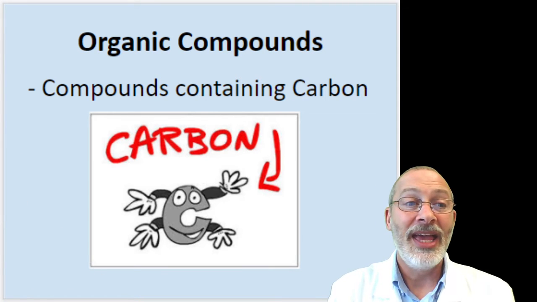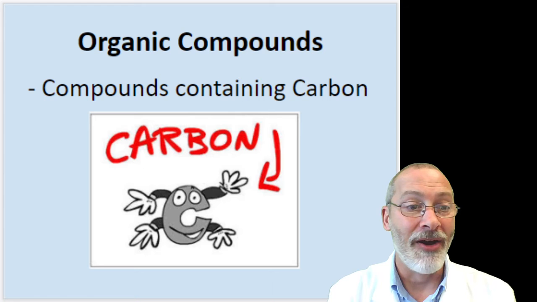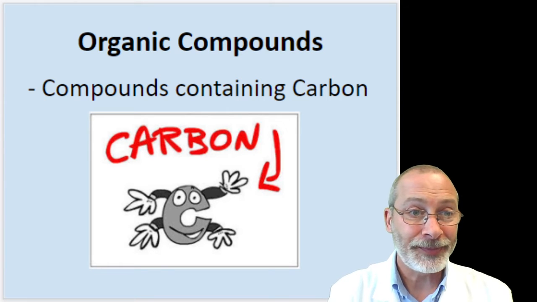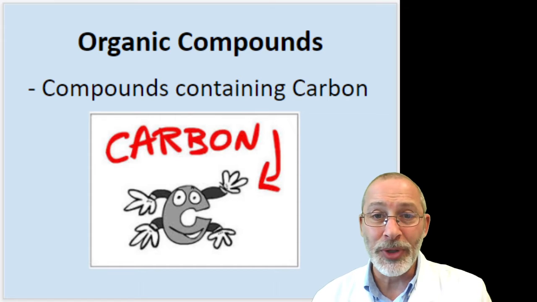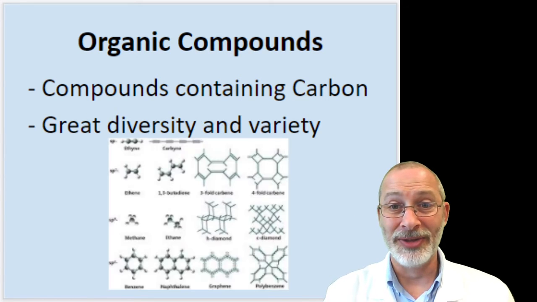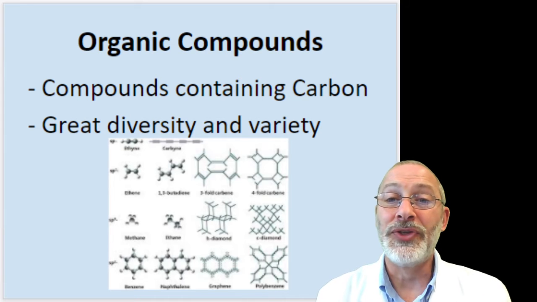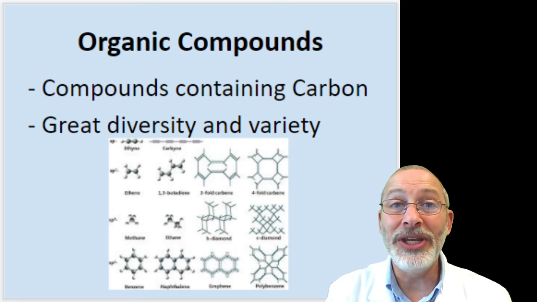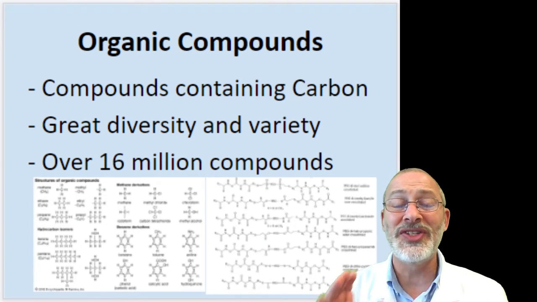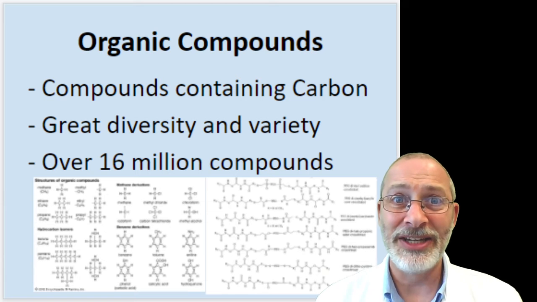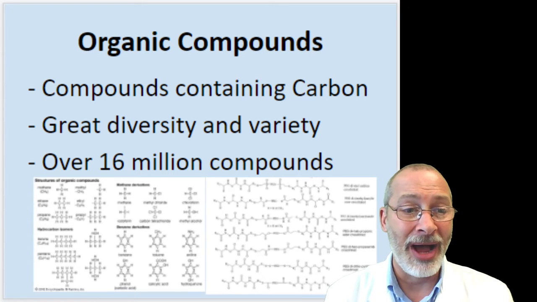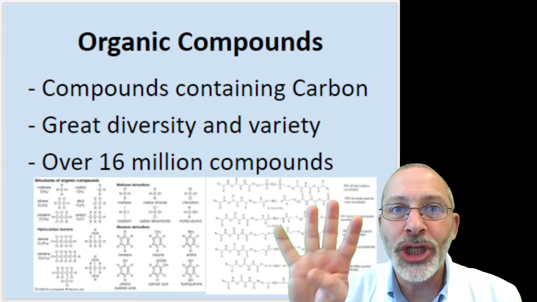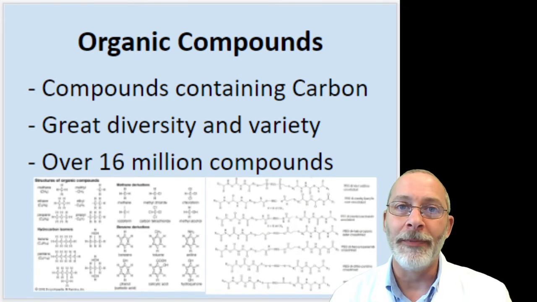And this property, characteristic, or identity of carbon is what enables organic compounds to have such great diversity and variety. In fact, it was mentioned in the video that you saw yesterday, there are over 16 million different kinds of organic molecules, and it's primarily because of that magic number 4 with carbon.